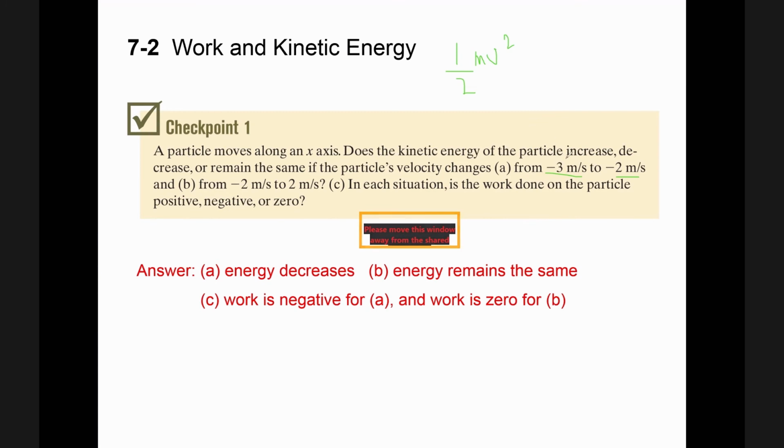So if it was minus 3 and becomes minus 2, كأنه أتكلم على 4 minus 9, the energy will decrease because the change in kinetic energy is negative. If it was minus 2, means 4 units, and square, then became 2, which is another 4, the energy remains the same. Kinetic energy change is equal to 0. In part C, in each situation is the work done on the particle positive, negative, or 0? In the first situation, the work is negative. Why? Because the change in kinetic energy is negative. In the second case, اللي هو part B, the net work is equal to 0. It's not positive or negative. Straightforward. ما فيها صعوبة.